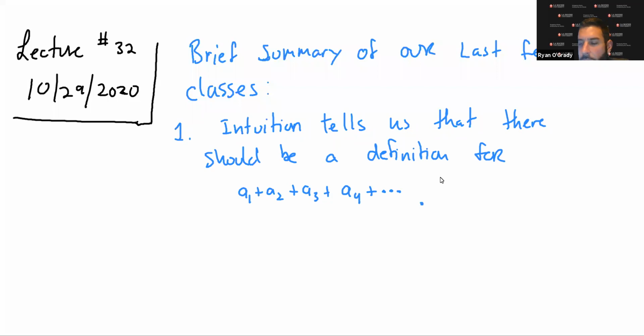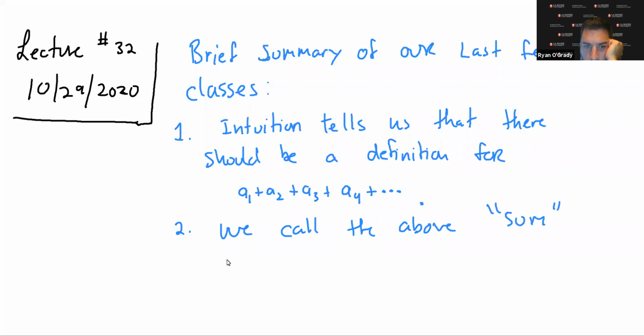And again, I'm not going to go into this, but we did a bunch of examples and we showed you that this sort of has an intuitive thing in our head, be it our decimal system, be it me drawing that square and cutting it in half, then cutting it in half and cutting it in half forever and ever and ever. Intuition tells us that there should be a way to define this properly. And so it turns out that we call the above sum, and I use the word sum very lightly in quotations, we call the above sum an infinite series.